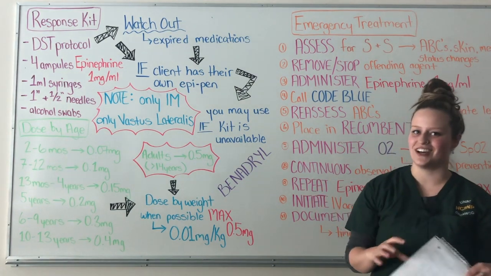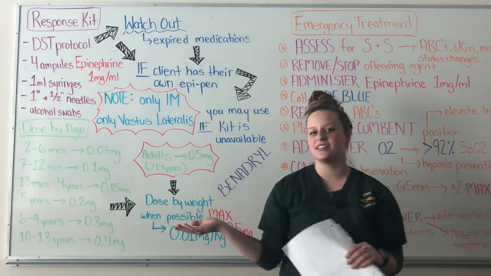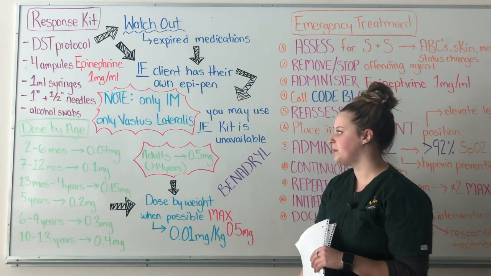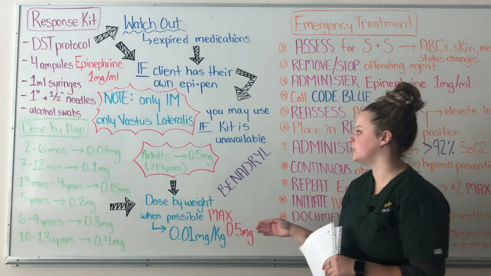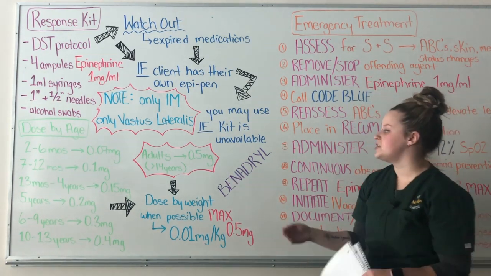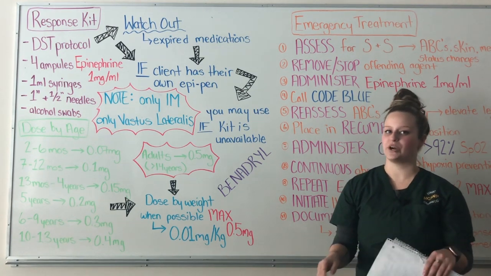Making sure again that it's not expired. So dosing, there is a dose by age protocol. You can see there it's pretty broken up, but for the point of our practicum and the presentation, we're going to go with adults. Adults are anybody 14 and older, and their dose is 0.5 milligrams at 1 milligram per mL.